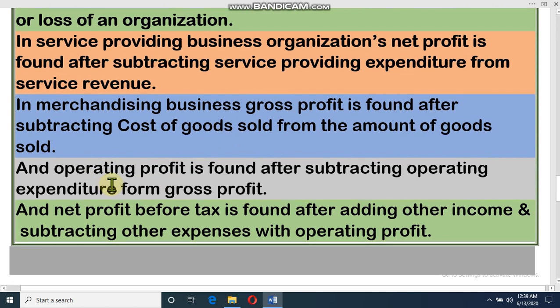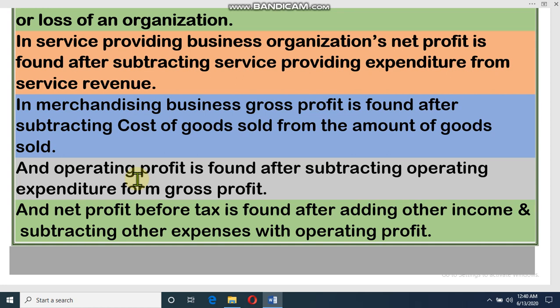In the second step, we will calculate operating profit, and the operating profit is found after subtracting operating expenditure from gross profit. Dear student, we have to write gross profit at first, then we will write all of the operating expenditure. Dear student, what is operating expenditure? Operating expenditure means the expenditure which is done for running the business. That means this is regular expenditure of a business. Be careful, dear student. In cost of goods sold, we also write the expenditure, but in cost of goods sold, we write the expenditure related to purchase and production.